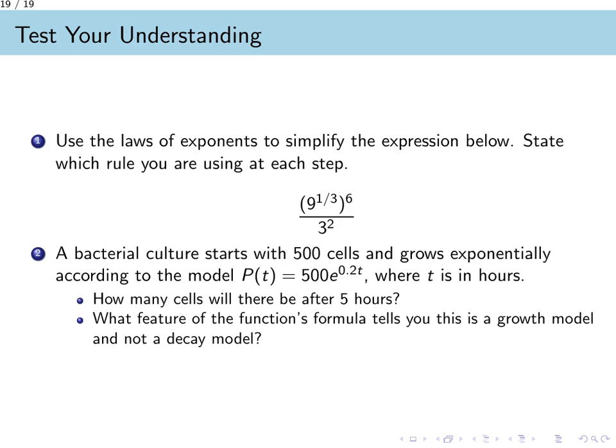The second problem uses our exponential model for a real-world scenario, where a bacterial culture starts with 500 cells and grows according to the formula P of t equals 500 times e to the power of 0.2t. Your task is to calculate the population after 5 hours and explain why the positive sign in the exponent, 0.2, ensures this is a growth model. This is a key distinction from the decay models we saw, which have a negative exponent. Working through these exercises is the best way to make these concepts your own.